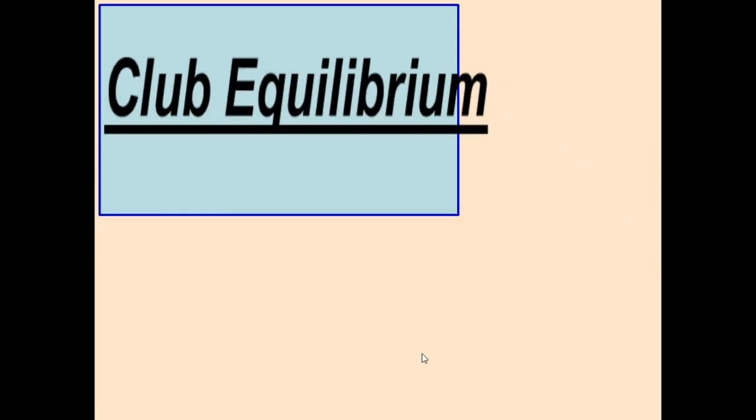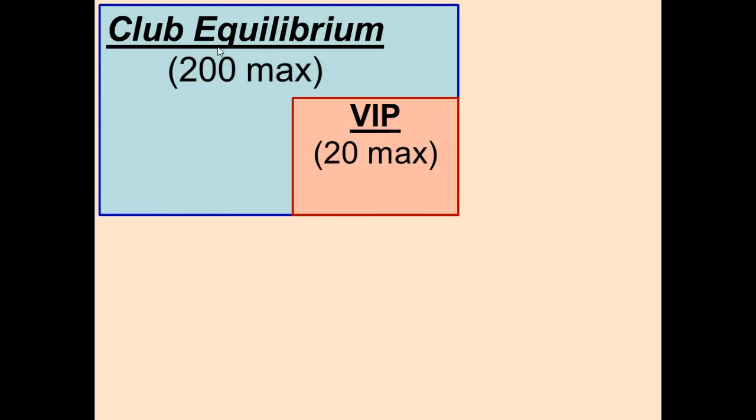And so let's just say we have club equilibrium, and we can have 200 people here maximum. And then we have VIP here, and in VIP there can only be 20 people. So when the club opens, we have 200 people, let's just say spontaneously, bam, like that. 200 people get into this blue area. And right now we have 0 VIP. So this is the beginning of the club.